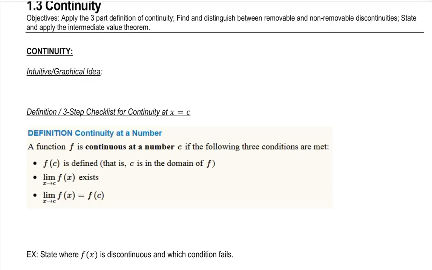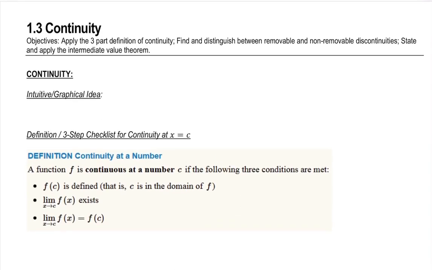So in section 1.3 here, we're going to give a real precise definition for continuity, something that we've been talking about, but we haven't really precisely defined. And then we're going to move into talking about different types and distinguishing between a couple of different types of discontinuities.